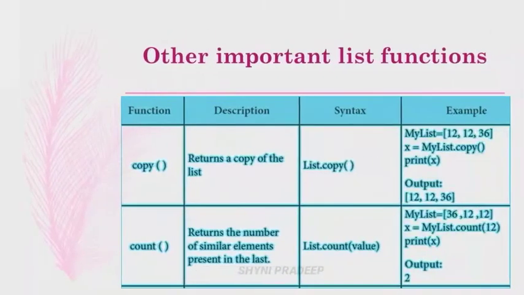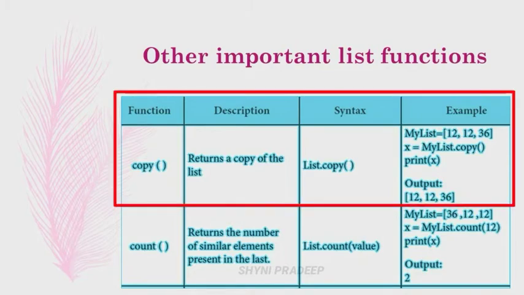Next, let us see other important list functions. First function is copy. It is used to return a copy of a list, which means if you want to take a copy of a list, you have to use copy function. Its syntax is list.copy(). And next, see the example. my_list is equal to 12, 12, 36. This is a list. If you want to copy this list, x is equal to my_list.copy(). And next, print x. See here, copy of my_list will be printed on the output screen.